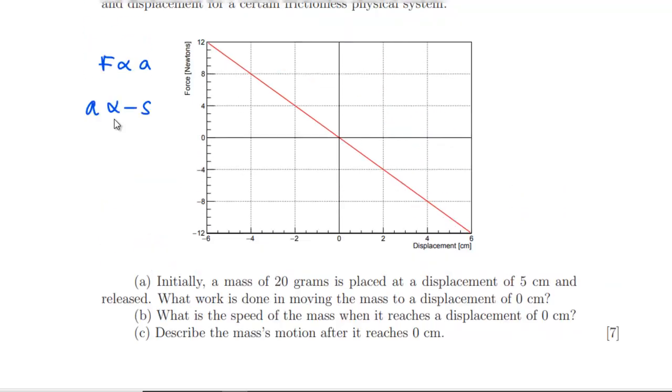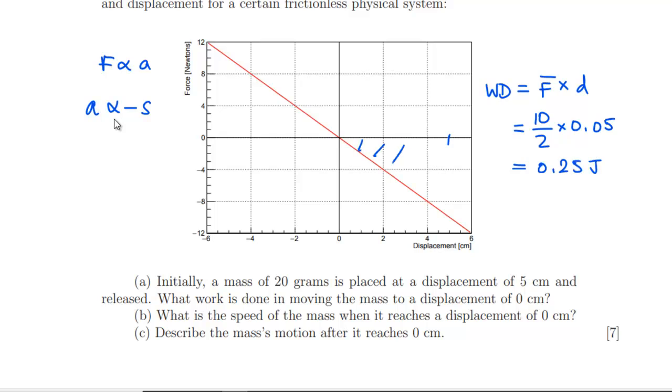Initially, a mass of 20 grams is placed at a displacement of 5 centimeters and released. What work is done in moving the mass to a displacement of 0 centimeters? So the work done is the average force multiplied by the distance. So what force are we on here? Oh, so we're going up double the force for each centimeter of displacement. So we're going to have 10 average to 5, so we've got 10 over 2 multiplied by 0.05, so that's going to be 5 lots of that, which is 0.25 joules.